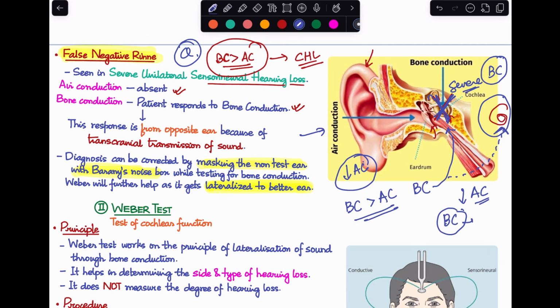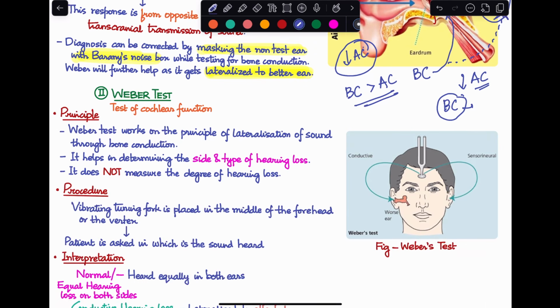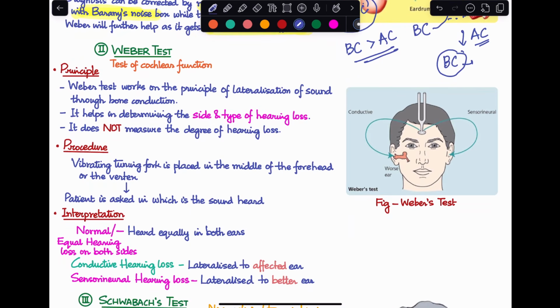Next, let's look at our second test, which is the Weber's test. Now, this is also a very important test. What does the Weber test do? The Weber test works on the principle of sound lateralization through bone conduction. So Weber's test is only testing for bone conduction. And what does bone conduction test? It is testing cochlear function. So, therefore, the Weber test is a test for cochlear function.